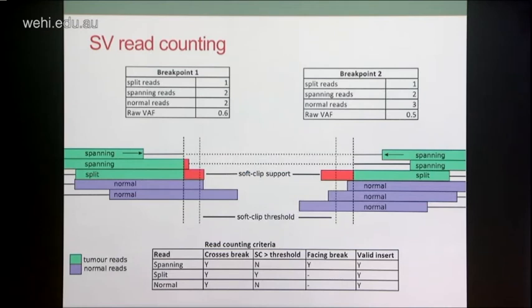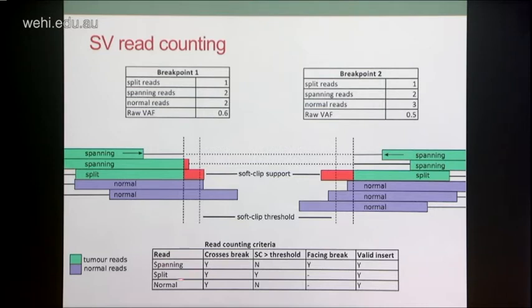So we utilize this in a read counting approach, which uses a couple of heuristics. We have this soft clip boundary, and we say a split read has to pass this boundary by some X number of base pairs, which is usually 10 by default in our program. And then we also apply that same criterion to the normal reads, so they have to pass this boundary so that we're counting equally.